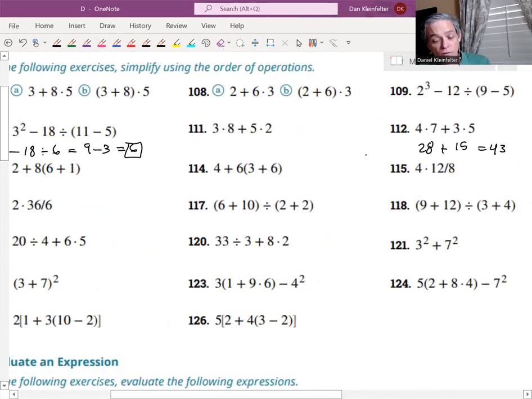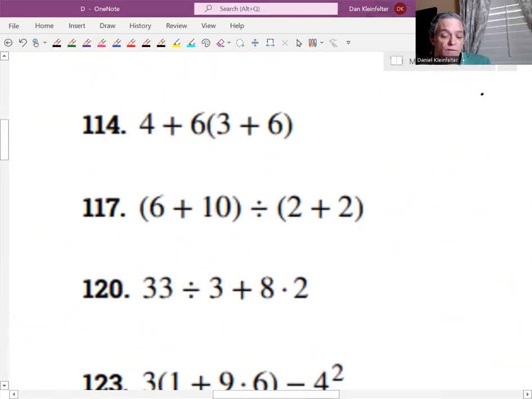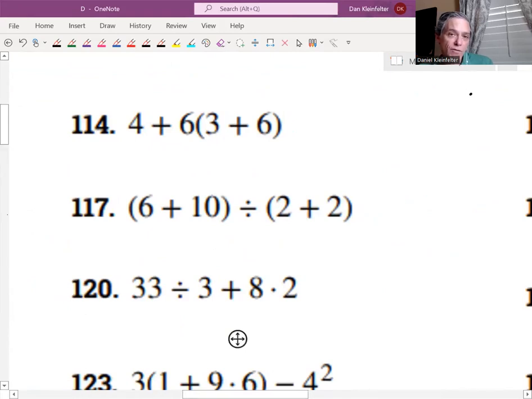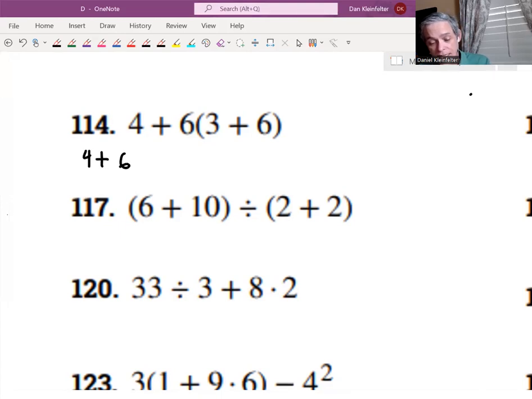And then let's see, 114 looks fun. For 114, it's tempting to say, okay, 4 plus 6 is 10, but you can't do that, right? Because the 6 in here is going to end up getting multiplied by the part in parentheses before the addition of 4 is going to happen. So we'll have 4 plus 6 times 9. That multiplication will happen before the addition. So 6 times 9 is 54. We have 4 plus 54 makes 58.